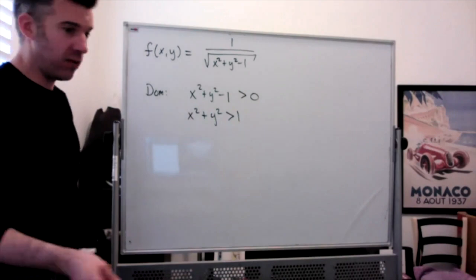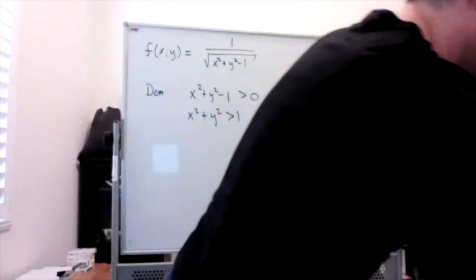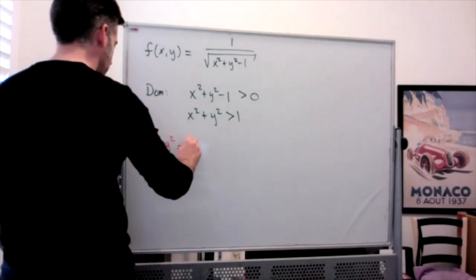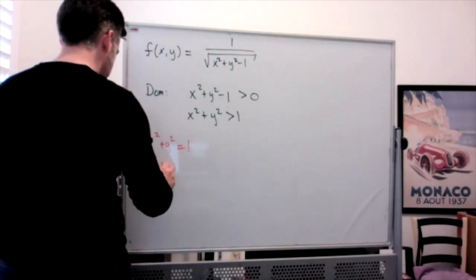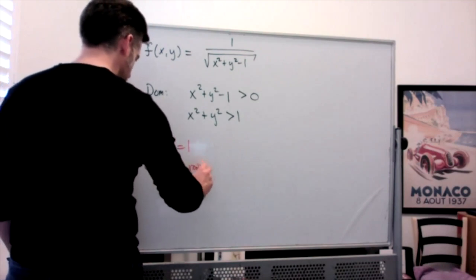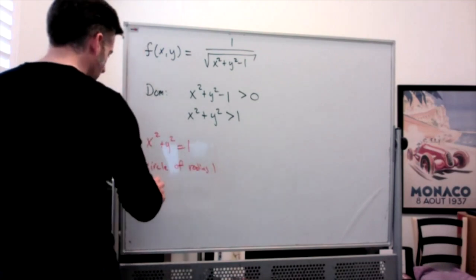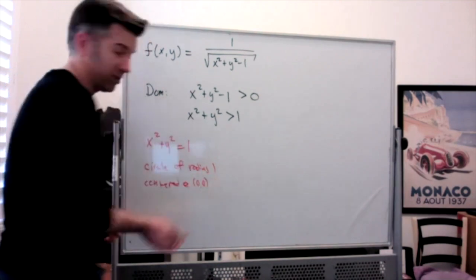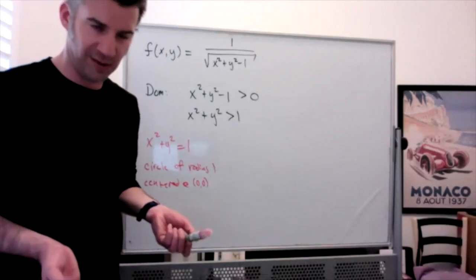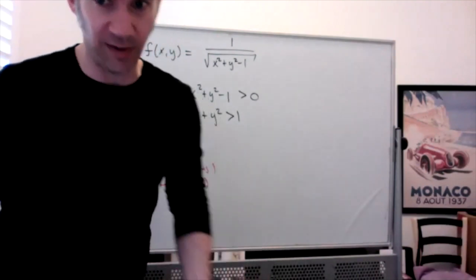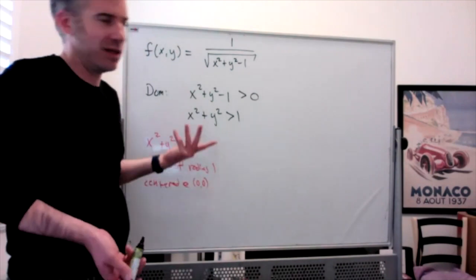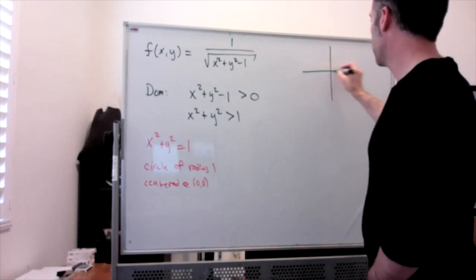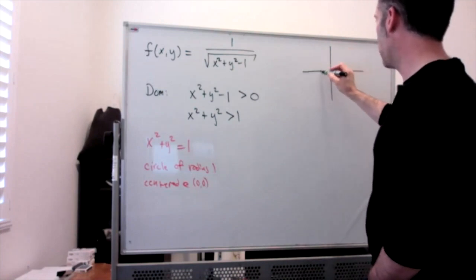And then I would think about, well, I know that the equation x squared plus y squared equal to 1 is a circle of radius 1, centered at the origin. I should say most of the circles that we encounter in these domain and range problems are almost always centered at the origin. You could have something different, but we usually limit it. So here's what my domain looks like. Got a circle of radius 1.